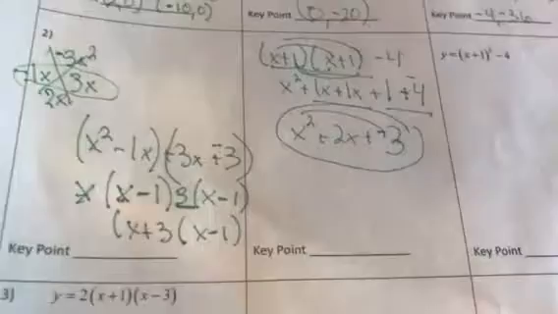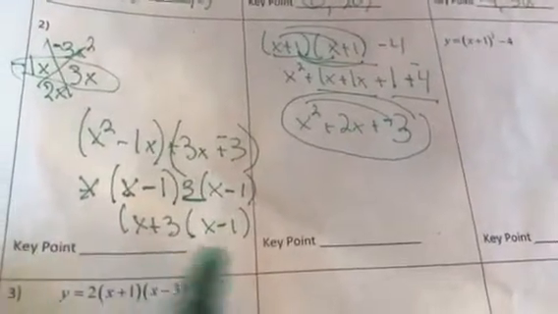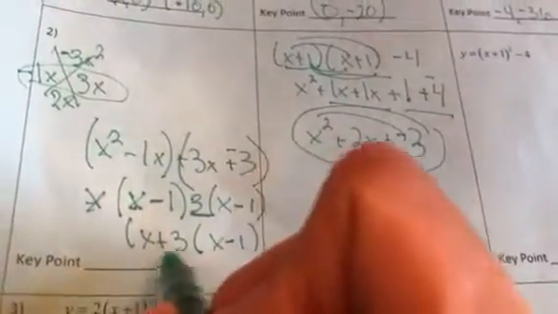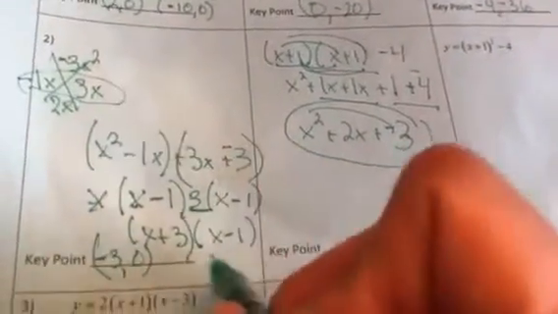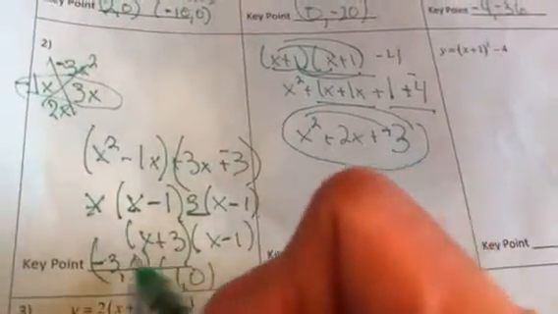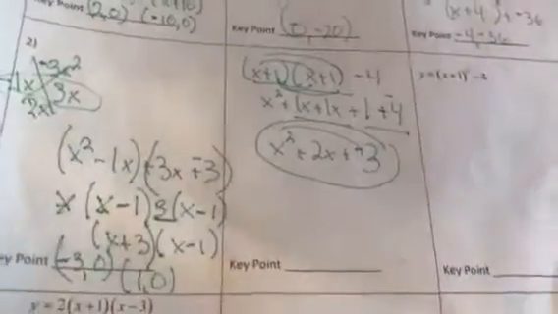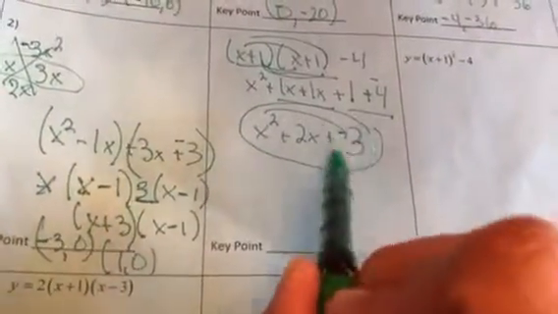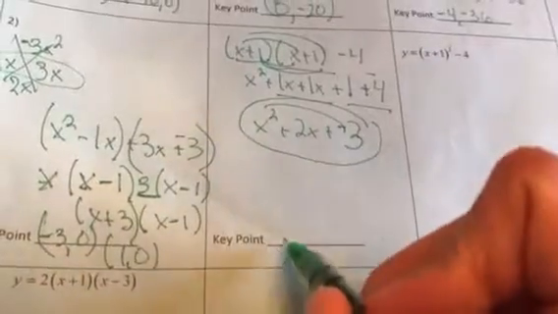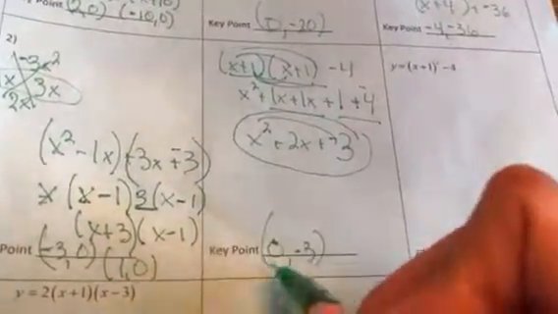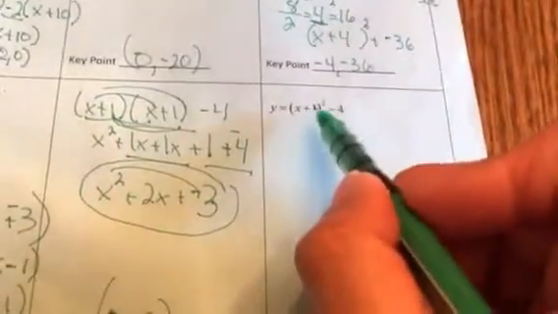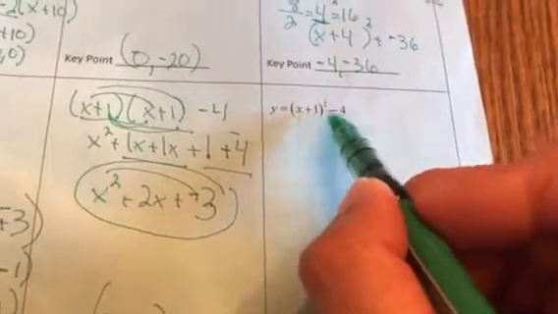So now let's go for those key points. Again, in factored form, you're going to get your x-intercepts. So what makes them 0 is negative 3 and 0 and 1 and 0. And again, the 0 here is why they're called zeros. In standard form, our y-intercept is our key point. So 0, negative 3. And then vertex form, our key point is the vertex, negative 1, and that you should look at as negative 4.